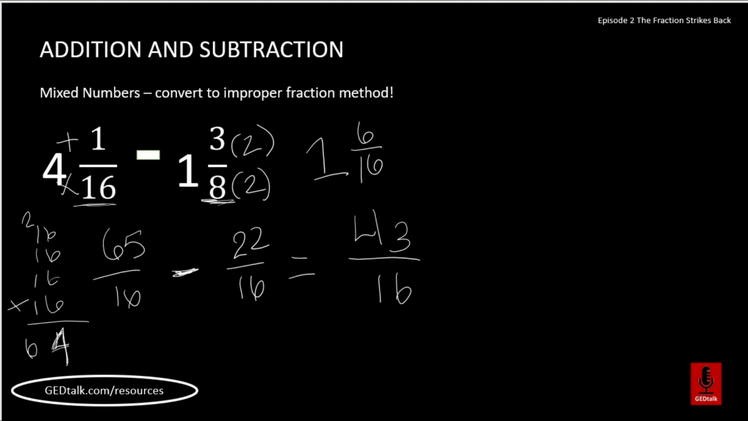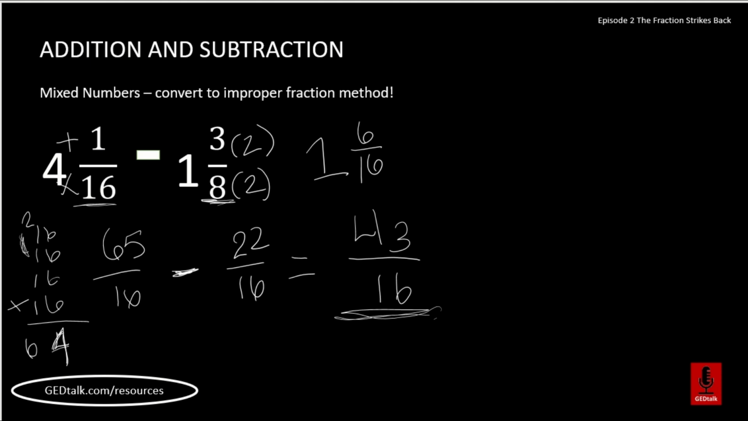And if you're like, I'm looking at my answer choices, I don't see any improper fractions. They're all mixed numbers. That's just code for you need to take this improper fraction, this answer, and convert it back to a mixed number. So let's think about how many times does 16 go into 43.